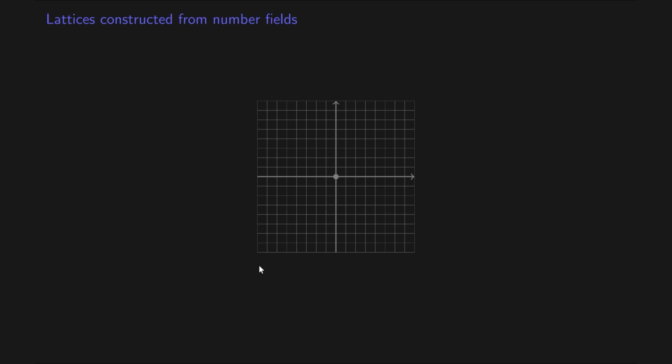So now let me demonstrate to you how this works in an example. So in the two-dimensional example which we have seen before, for this field Q adjoin square root of 5, it has class number 1. So we have one element in the class group. So here, for example, the lattice which corresponds to the ring of integers.